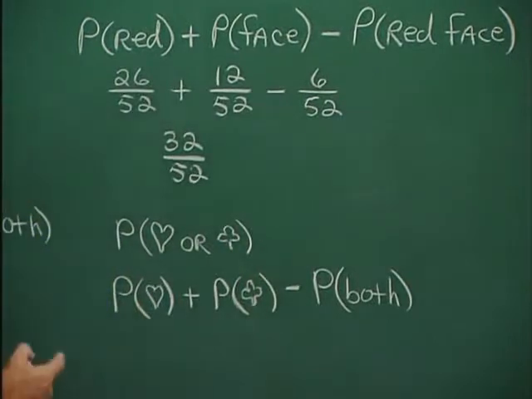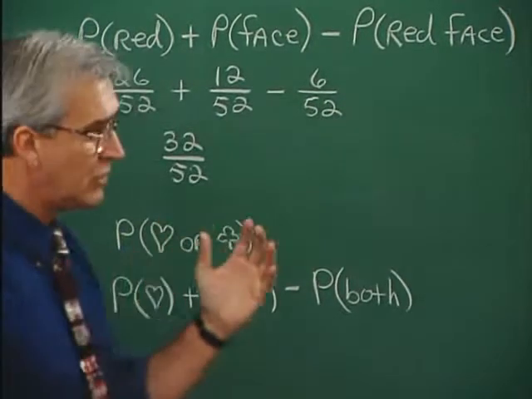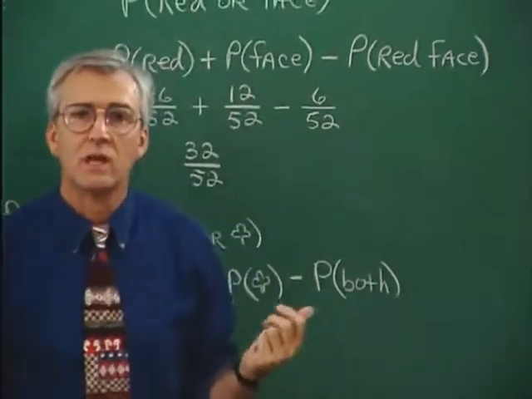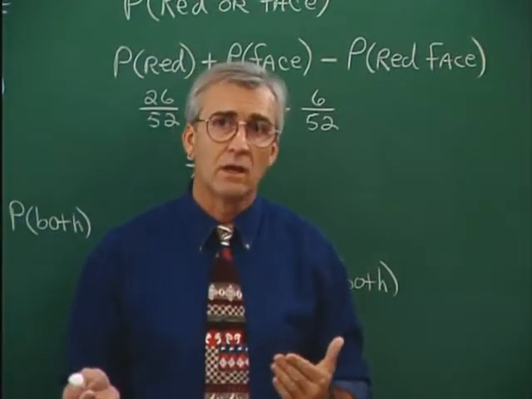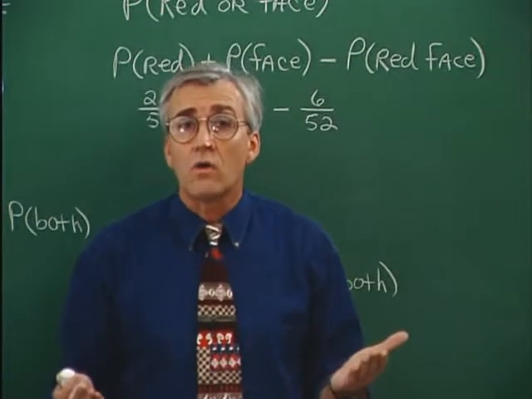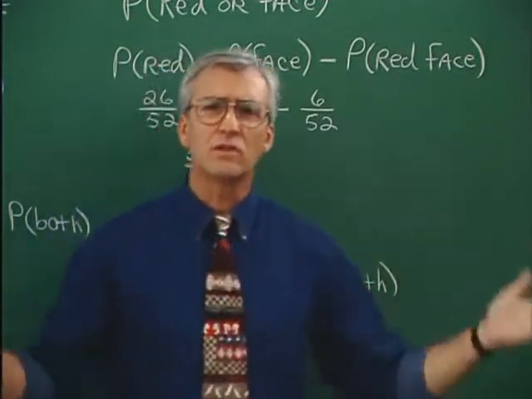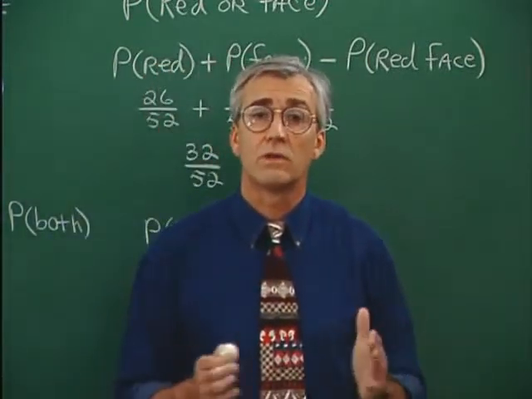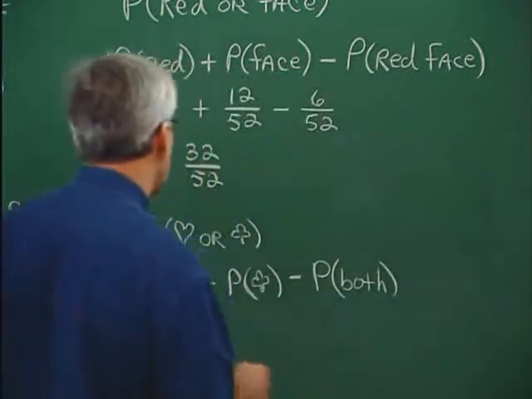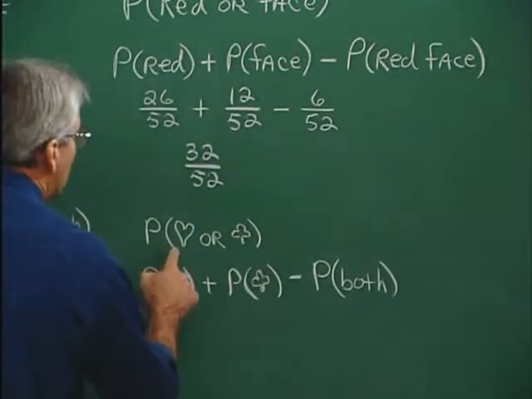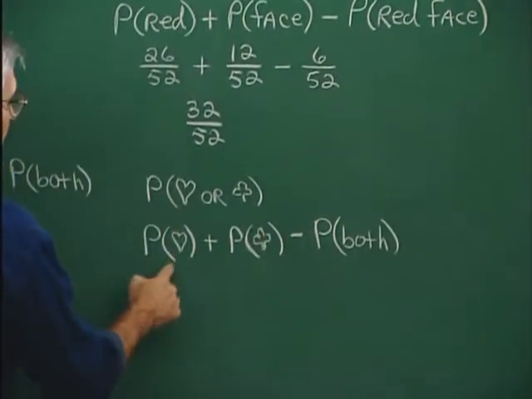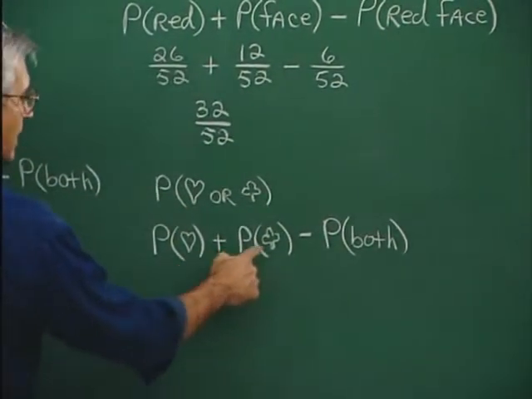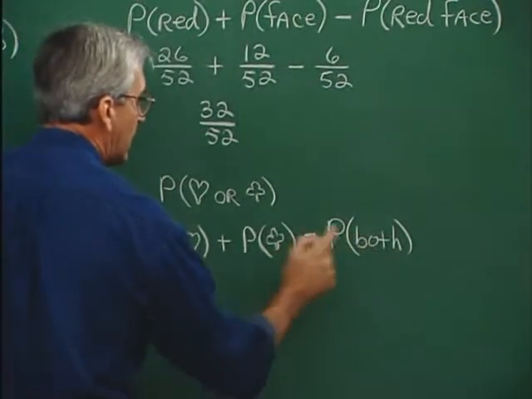Now, we could start the idea by saying, do we have mutually exclusive events? Can we have a card that's both a heart and a club? No, we can't. Or we could just use the general formula, because the general formula works in all cases. We could approach it like this: we're just going to add probabilities and subtract out duplication. So it's the probability of hearts plus the probability of clubs minus the probability of both.